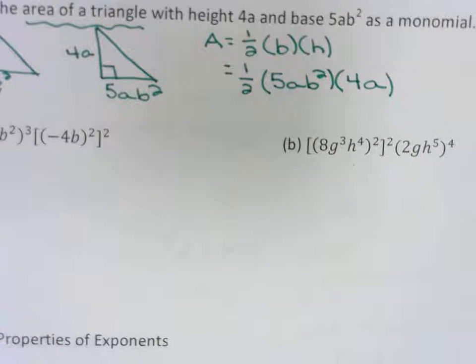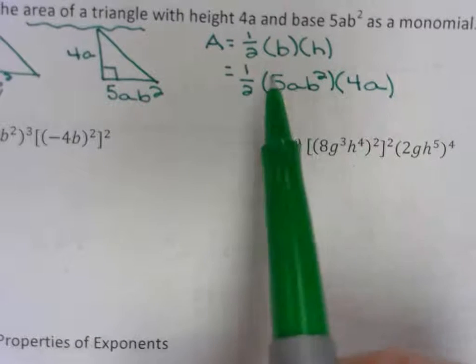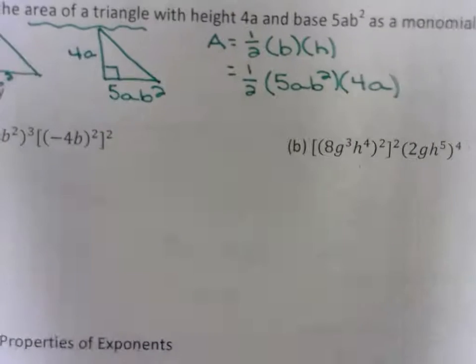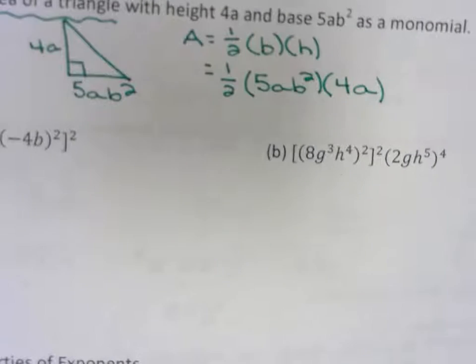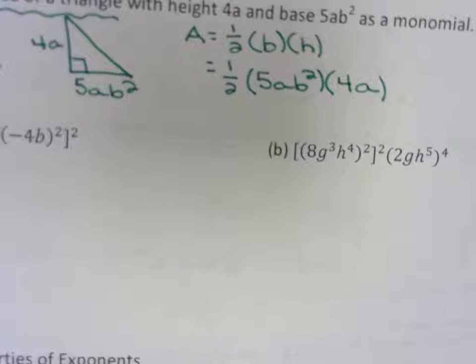I want to express that as a monomial. So I want to simplify it. So I want a single whole number. I want no repeating variables. I don't want any negative exponents. So like we did, what I notice here is we're multiplying. So let's deal with my whole numbers. What are my 3 whole numbers here? 1/2, 5, and 4. So how do I deal with those? If I'm multiplying, how do I simplify it down to a single whole number?